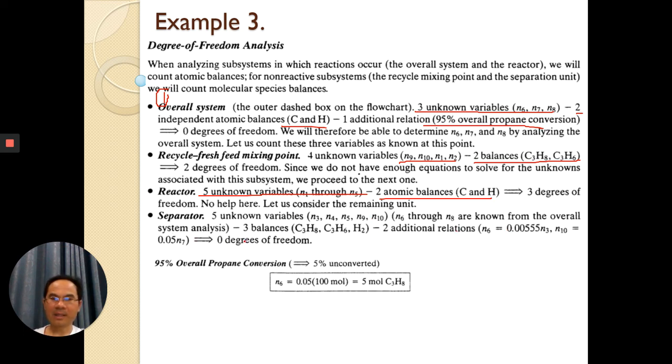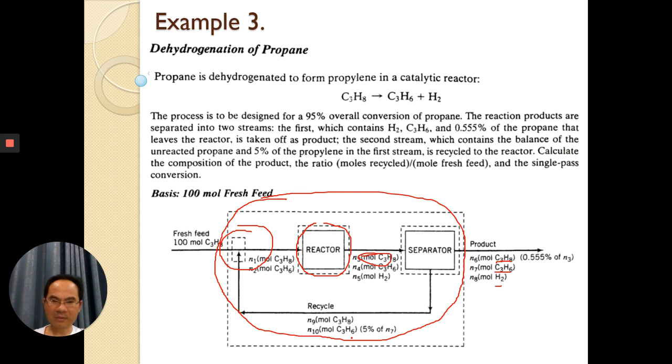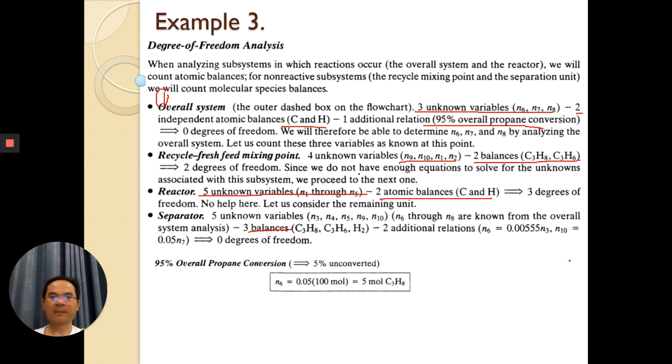And if you balance based on molecule balance, we have 3 molecules, propane, propylene, hydrogen. And also we have 2 pieces of information: N6 equal to 0.00555 N3 and N10 equal to 0.05 N7. From the flowchart, you know this and you know this. Okay, 5 unknowns, 3 balances, minus 2 in the information, you get 0 degrees of freedom. And then you can solve for N3, N4, N5, N9, N10.